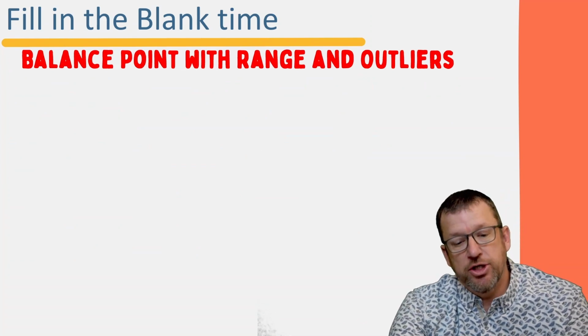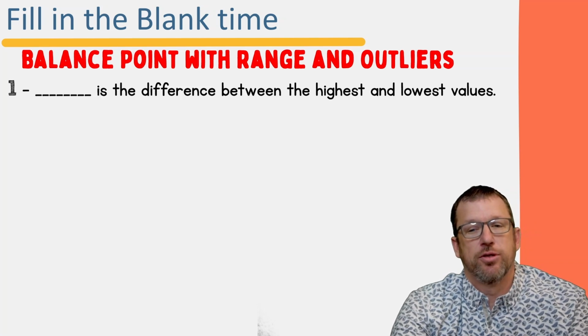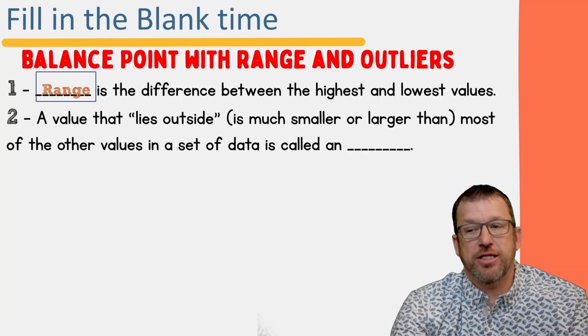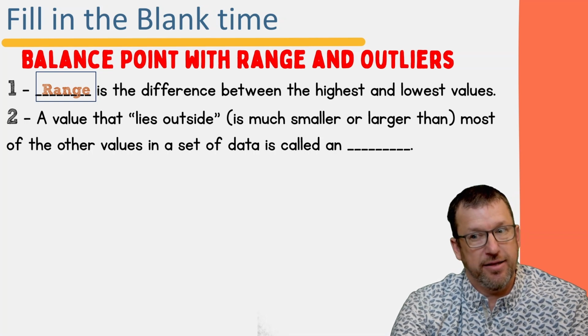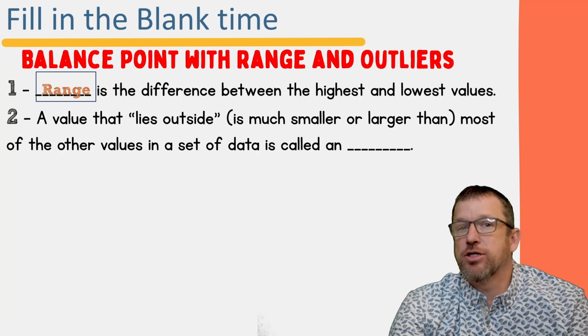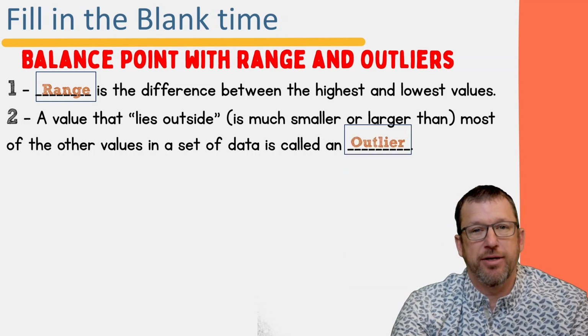Let's fill in some blanks. Blank is the difference between the highest and lowest values. That sure sounds like the range. A value that lies outside, much smaller or larger than all the other values in a data set. This is the thing that is way outside of the other values, like an outlier. It doesn't fit the data because it's much bigger or much smaller.